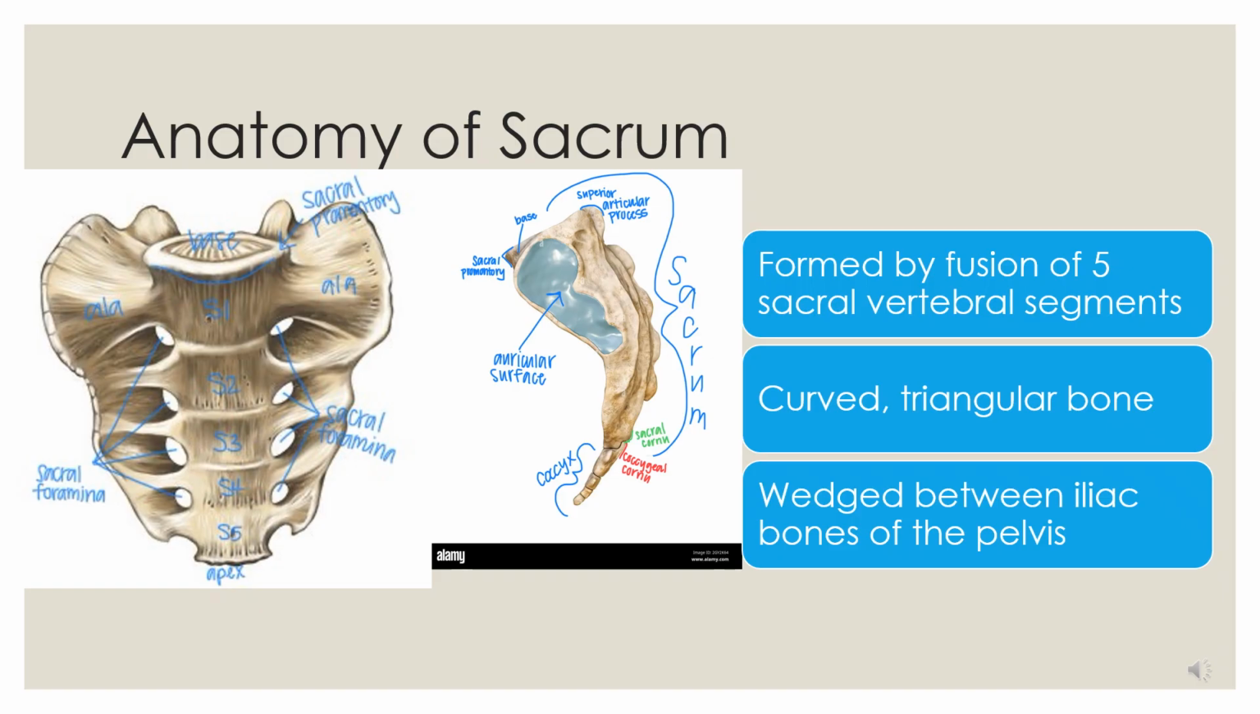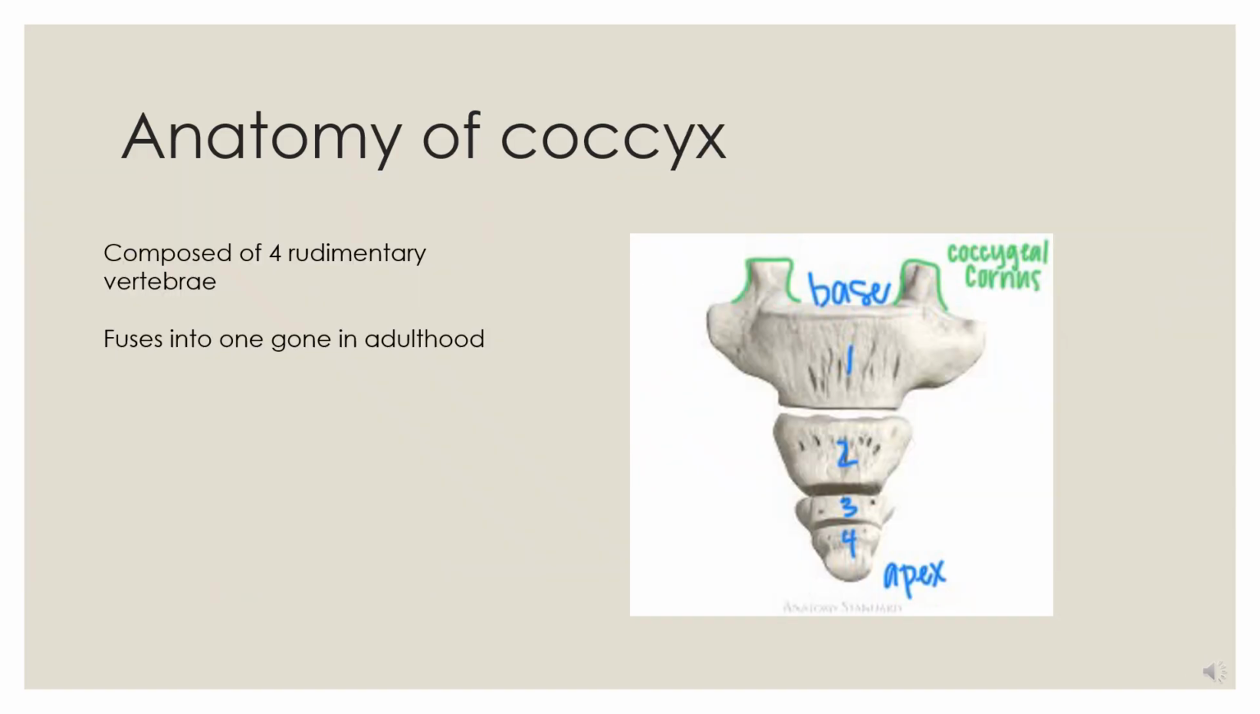The sacrum is formed by the fusion of 5 sacrovertebral segments. It's a curved triangular bone and it's wedged between the iliac bones of the pelvis. The coccyx is composed of 4 rudimentary vertebrae. It usually forms into one bone in adulthood.